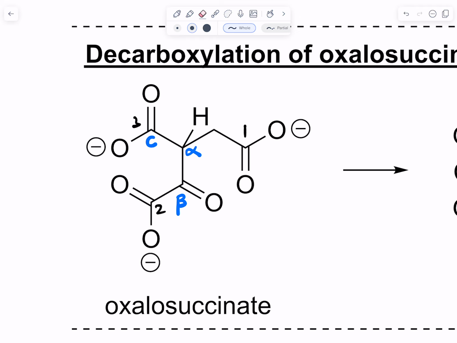Now, in a beta keto acid, where is the kicker offer? In the beta keto carboxylate, which atom is the kicker offer?